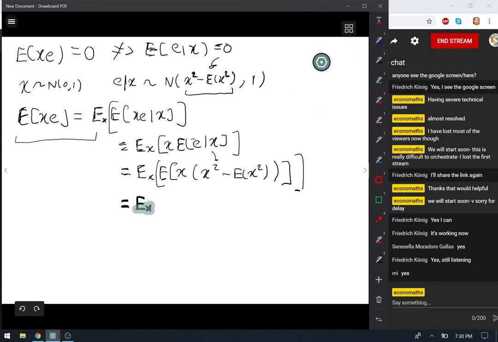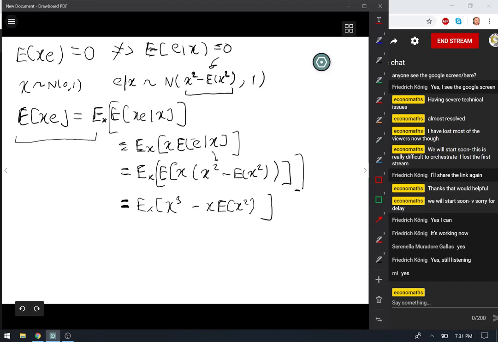We're going to get E of x, expand it all out. We're going to get x cubed minus x times E of x squared, which will just be some constant number here inside.